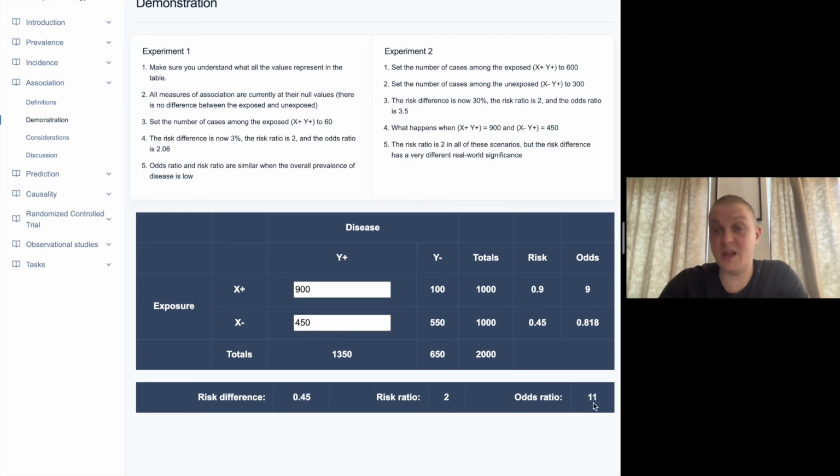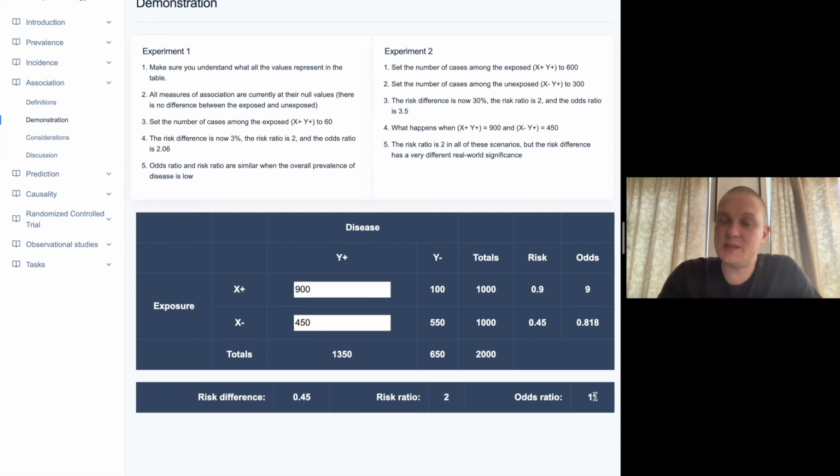Now the odds ratio is 11, okay? The risk ratio is still 2. And the risk difference is 45%. So the risk ratio in this case is the same in all our experiments, but the real true risk difference underlying that risk ratio is very, very different, right? We go from 3% risk difference to 30% risk difference to now 45% risk difference, but the risk ratio is telling you the same thing.